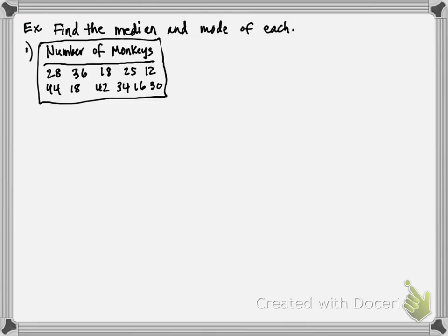So we've got 11 numbers, and this is the number of monkeys. Yep, and it's at 11 different zoos. Okay. So we're going to start by putting numbers in order from least to greatest.